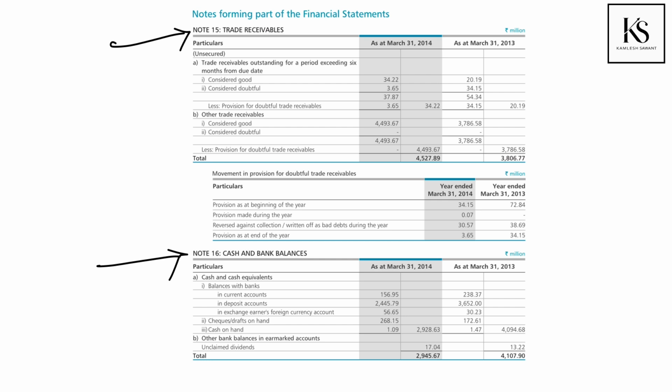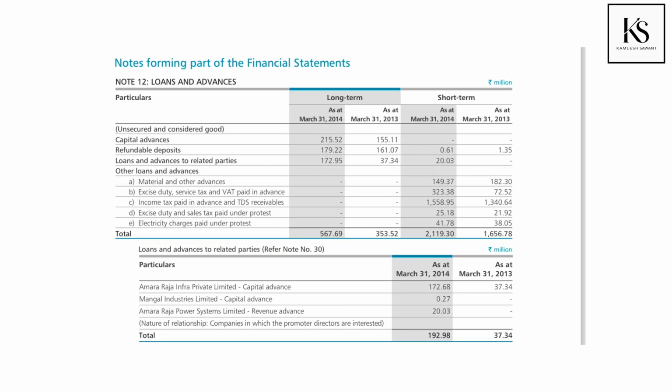This stands at 294.5 crores. Note 16 is associated with cash and bank balances, as shown below. As you can see, the company has cash parked in various types of accounts. The next line item is short-term loans and advances that the company has tendered and which is expected to be repaid back to the company within 365 days.